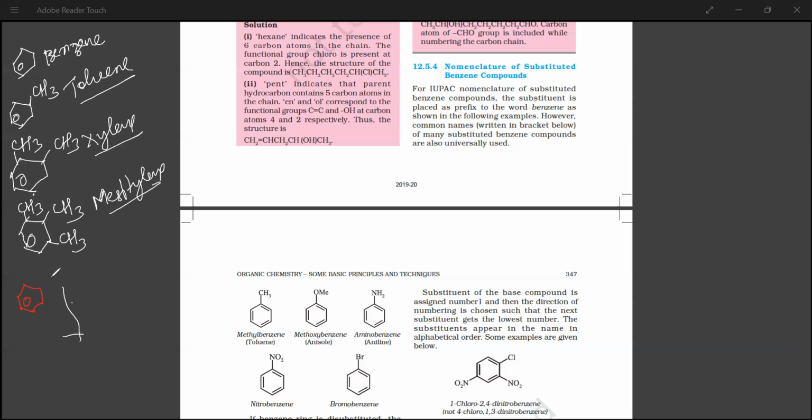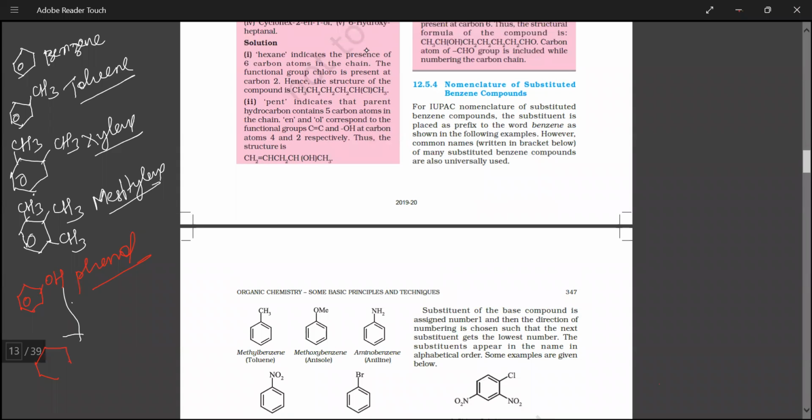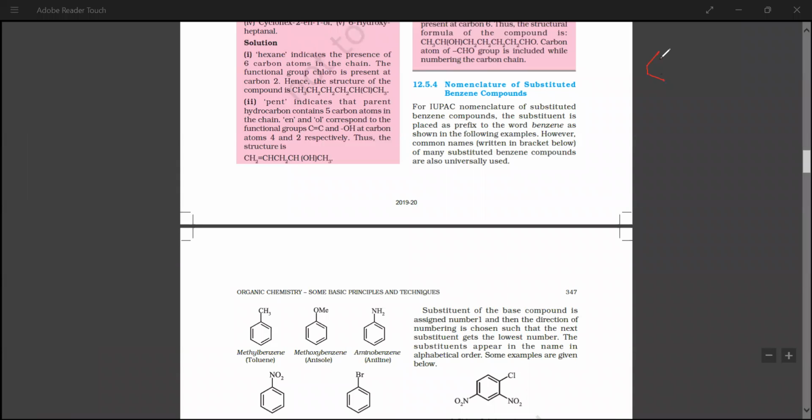Now see, this is phenol. I'll write it here because there is no space.